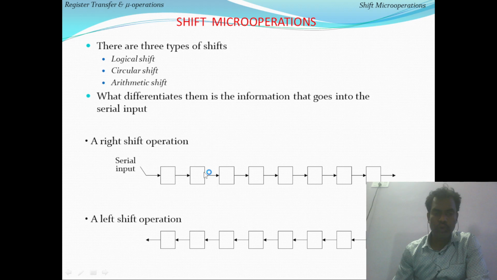Similarly, left shift means the bits are shifted towards the MSB, each by one position. The leftmost bit, the MSB, is discarded, and at the LSB we add 0.